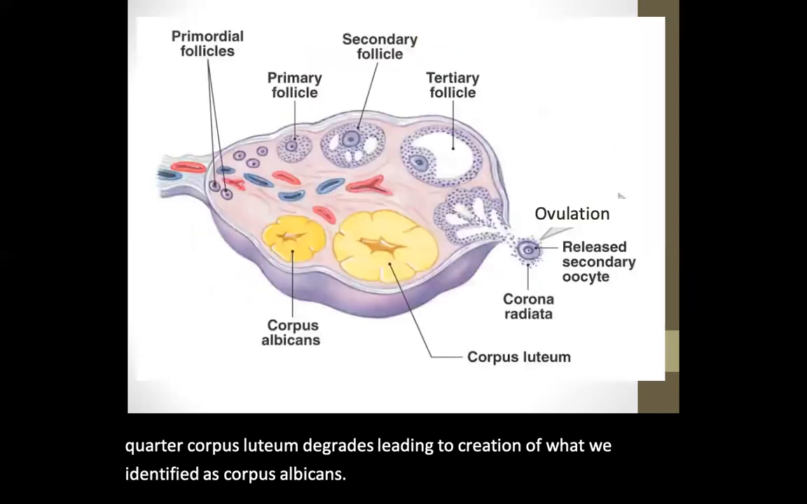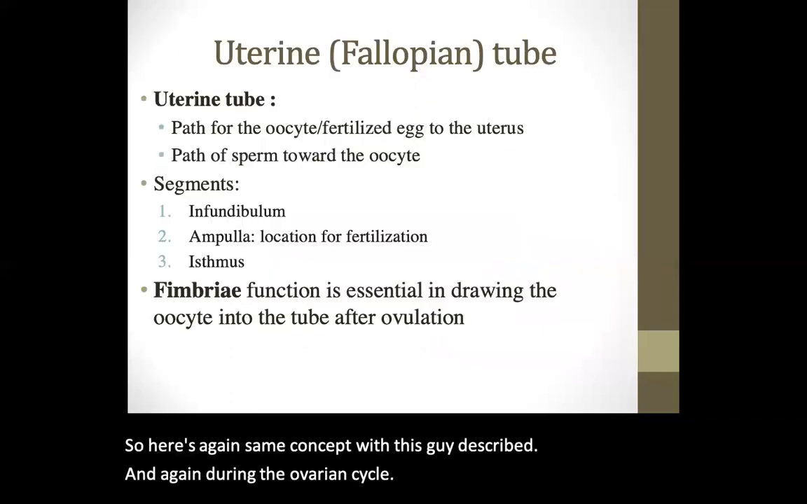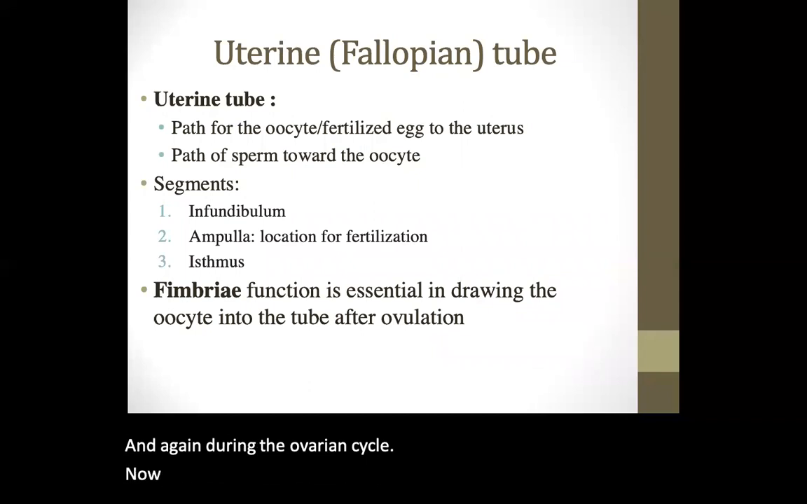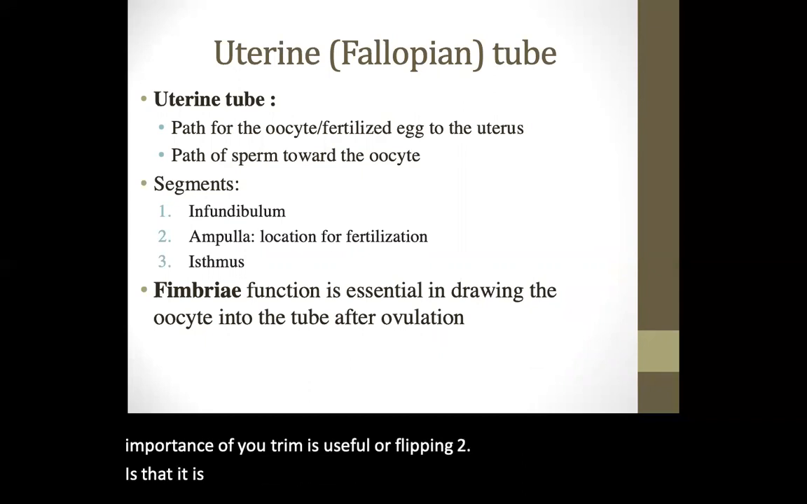So here's again, same concept we described, and again, during the ovarian cycle. Now, the next structure within our path is the uterine or fallopian tube. The importance of the uterine or fallopian tube is that it is the location for fertilization of an egg.